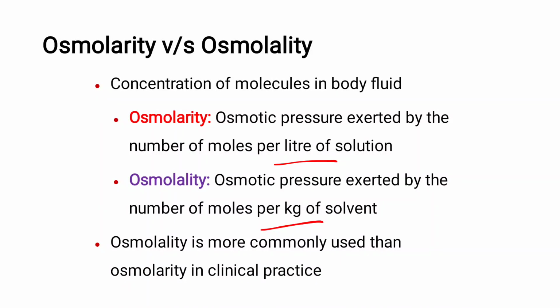So you can remember this: osmolarity contains an R, and the R is there in liter, so osmolarity is per liter. There is no R in kg, and there is no R in osmolality also. So osmolality is for kg. This you can remember.